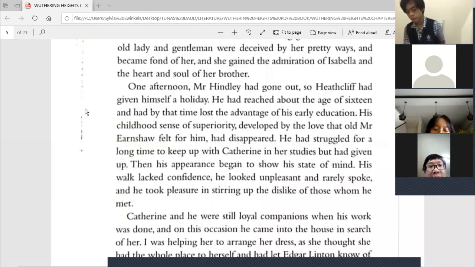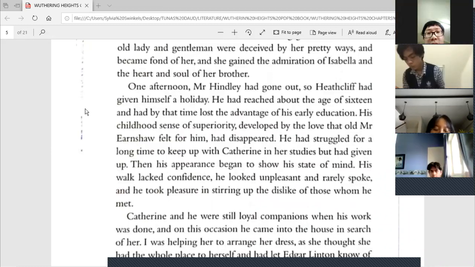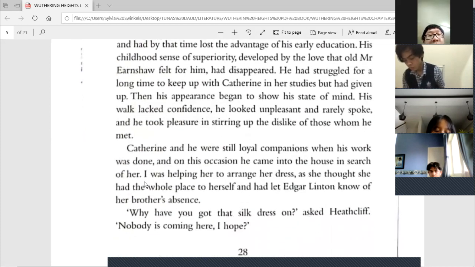One afternoon, Mr. Hindley had gone out, so Heathcliff had given himself a holiday. He had reached about the age of 16 and had by that time lost the advantage of his early education. His childhood sense of superiority, developed by the love that old Mr. Earnshaw felt for him, had disappeared. He had struggled for a long time to keep up with Catherine in her studies but had given up. Then his appearance began to show his state of mind. His walk lacked confidence, he looked unpleasant and rarely spoke, and he took pleasure in stirring up the dislike of those whom he met.